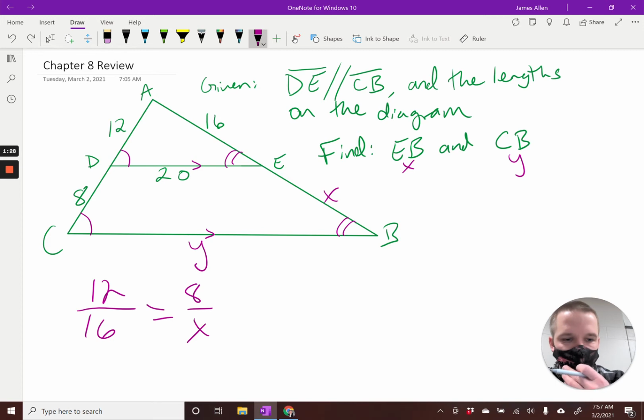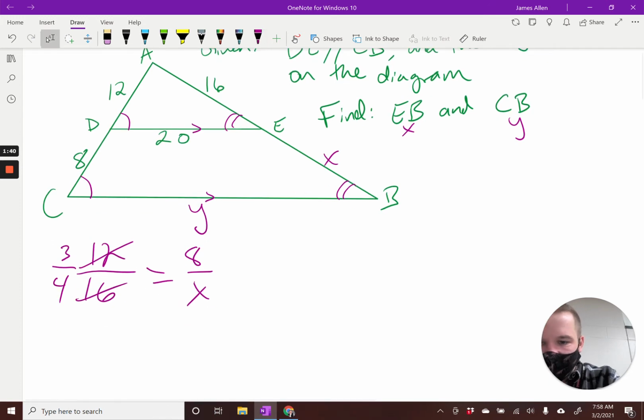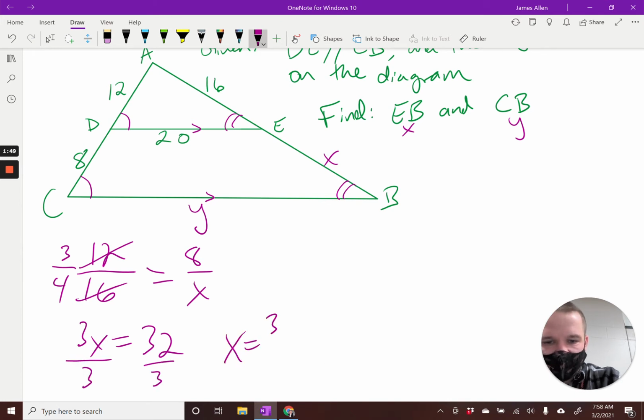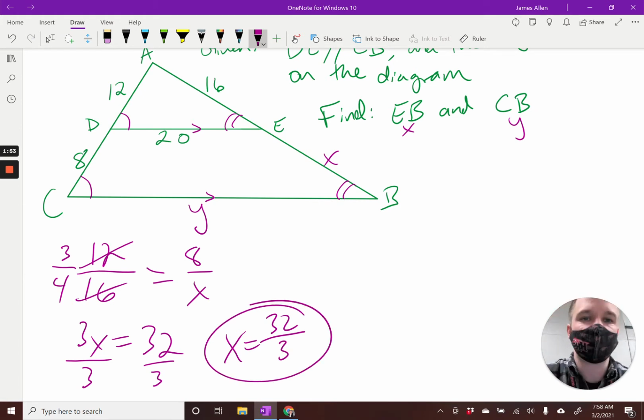And now I can cross multiply and solve, but I think the first thing I'm going to do is simplify. I can divide both of those by 4. So I'm left with 3 over 4. And now when I cross multiply, I'm going to get 3x equals 32. And then divide by 3. Well, that's not going to simplify, so I'm just going to have x equals 32 over 3. Done with x, which is, I'll put back in, EB.